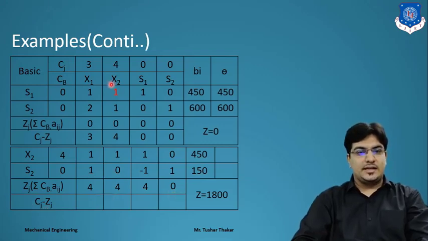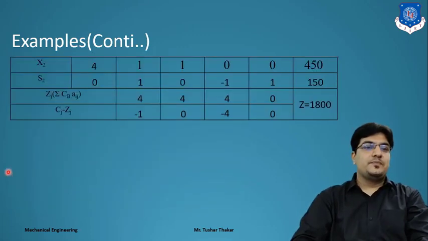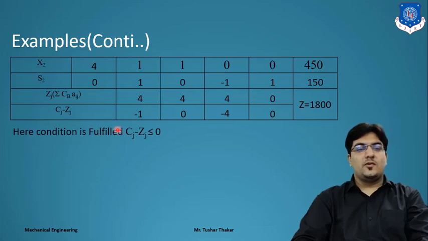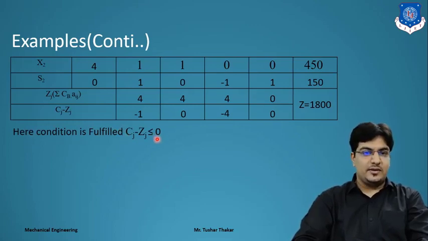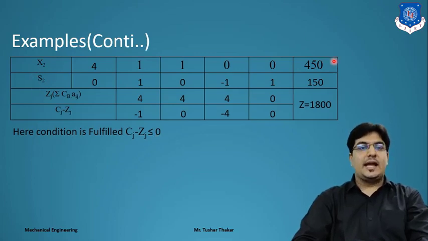Cj minus Zj. Here Cj 3 minus 4, that is minus 1. 4 minus 4, that is 0. 0 minus 4, that is minus 4. 0 minus 0, 0. Now we get Cj minus Zj less than or equal to 0. Means we have fulfilled the condition for the maximization problem. So this is our solution where x2 is equal to 450 and x1 is equal to 0.